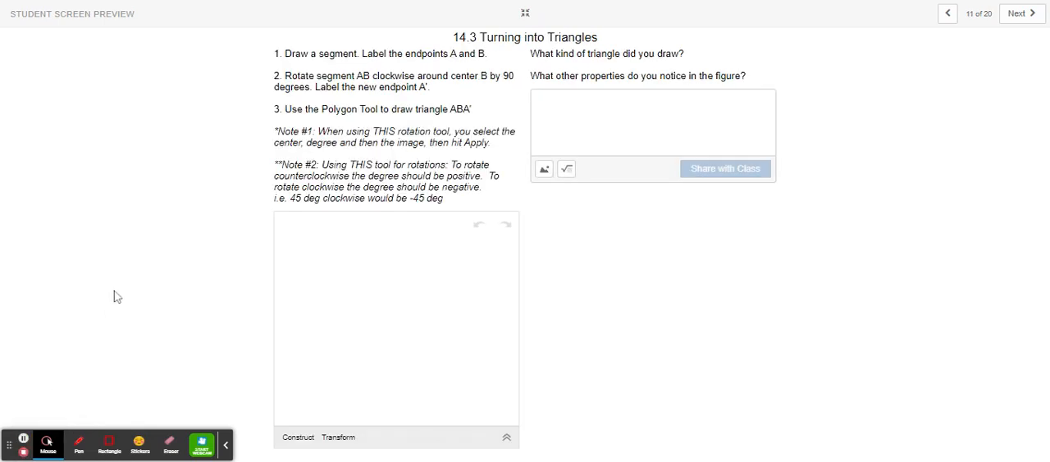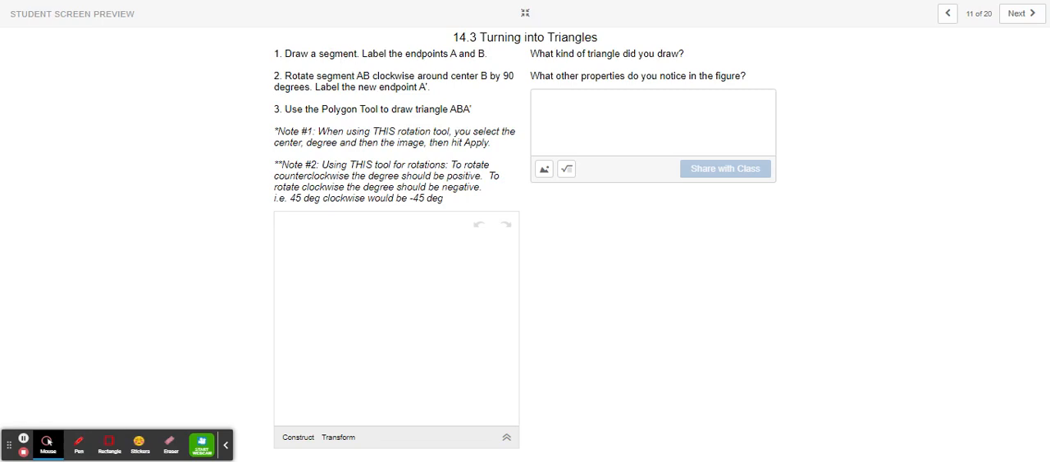All right, we've got 3 more slides we're going to work on today. So looking on slide 11, we are working on turning into triangles. So we're going to actually try using the transformation tools that are directly in Desmos today. You have a couple steps you're going to do. Over here you have the steps listed.